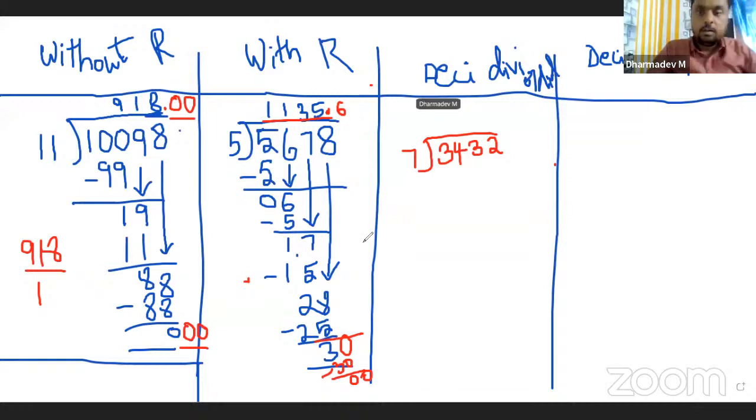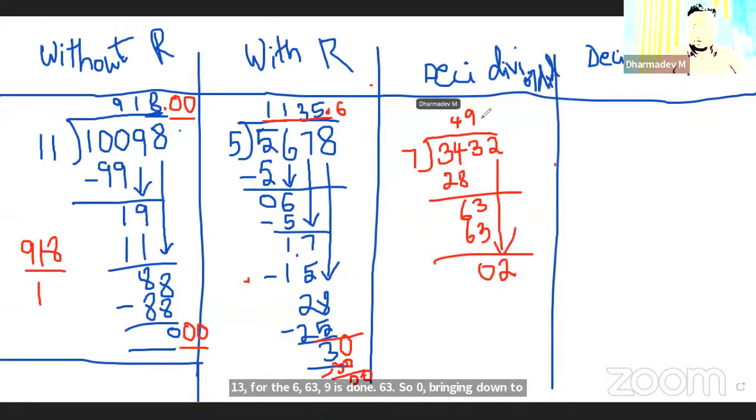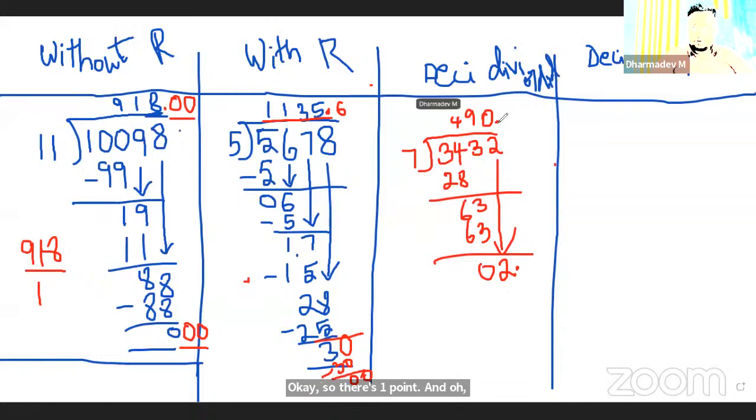That's good. 7, 4, 28, 34, 6, 63, 9 is done, 63. So 0, bringing down, when something in between is not divisible, you're going to write 0 on the top. Don't forget that. So point 285714, 285714, it keeps going on. Okay, so decimal point and 0 over here.